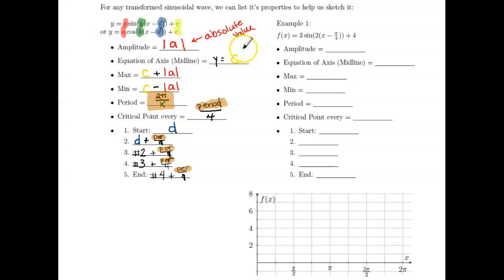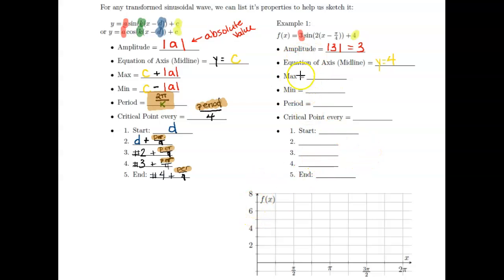Okay, so my amplitude, that is where I have to look to my A value, and it is the absolute value of 3. Well, 3 is already positive, so that works out really well. My amplitude is 3. Okay, well, what's up next? My equation of axis or my midline. Well, that comes from my value of C, and my value of C is 4. So that is going to be where my midline is at y equals 4. Okay, so you can already see that it's going to be here at 4, but we'll get there.